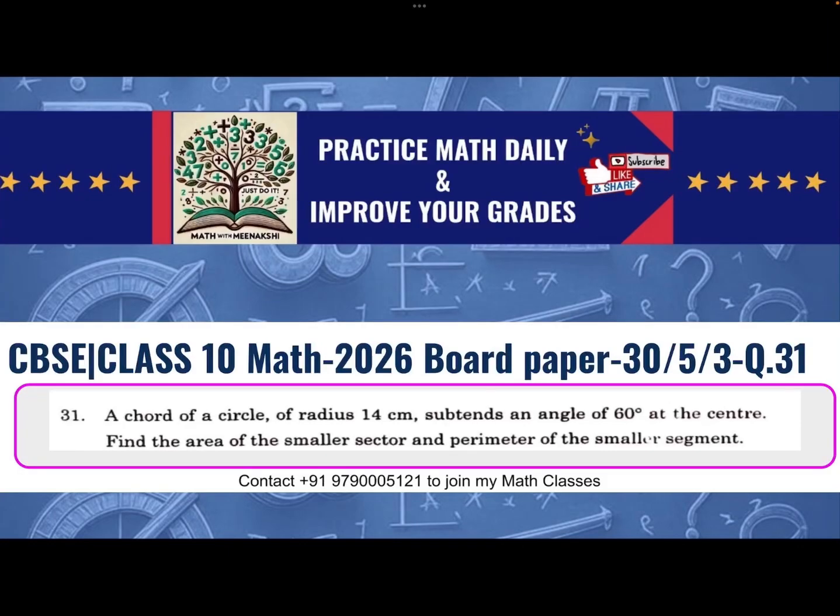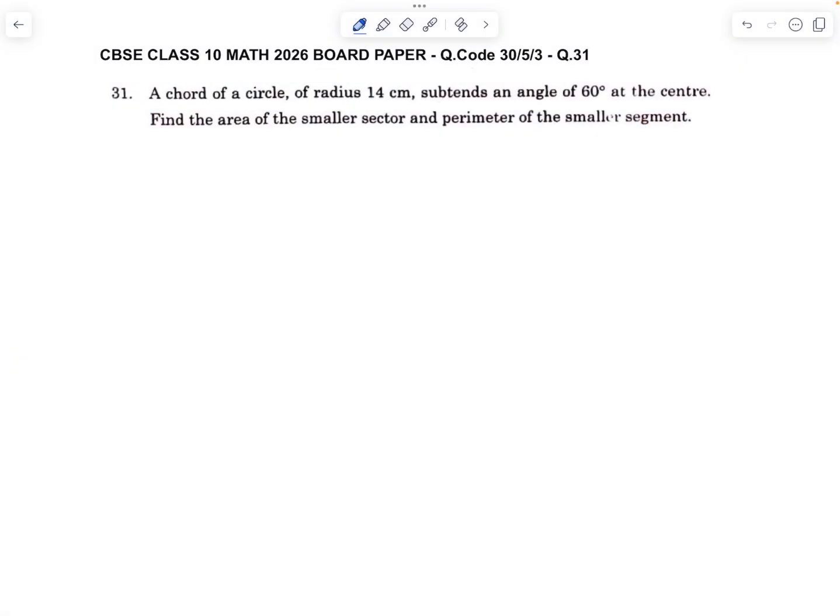Hello all, in this video I am going to solve question number 31 from CBSE class 10 standard math 2026 board paper, and the question paper code is 30/5/3. Question 31 says a chord of a circle of radius 14 centimeter subtends an angle of 60 degree at the center. Find the area of the smaller sector and the perimeter of the smaller segment.